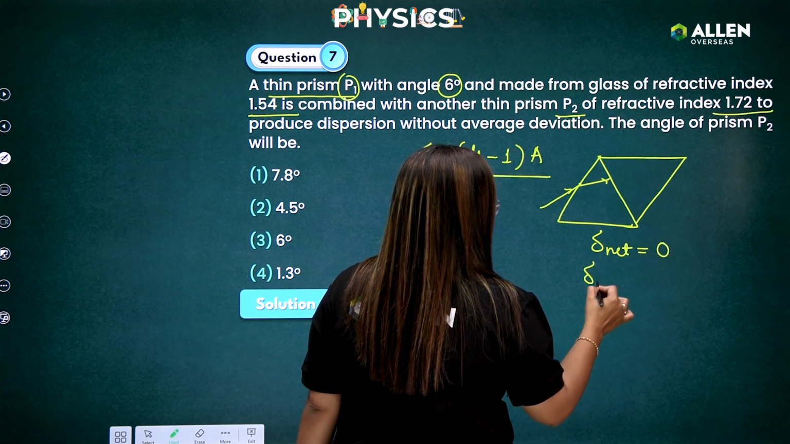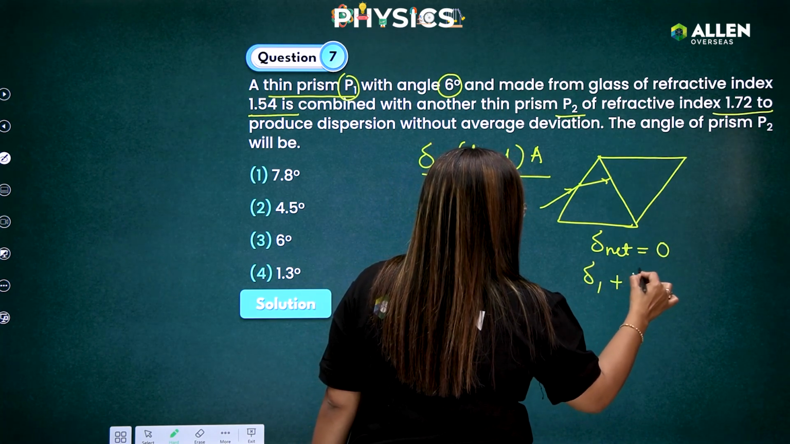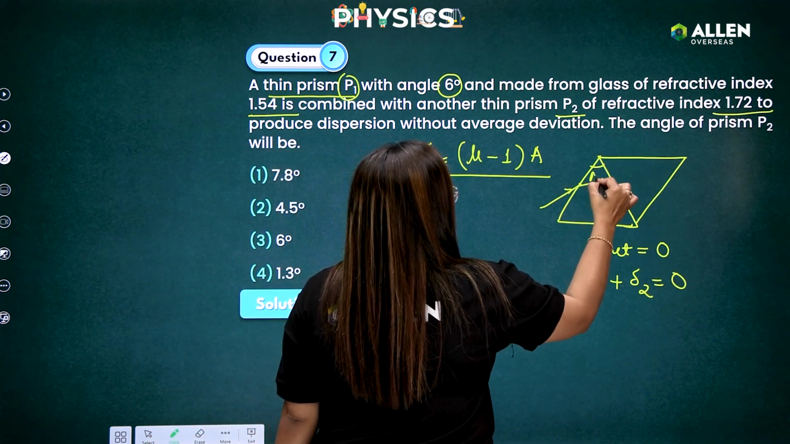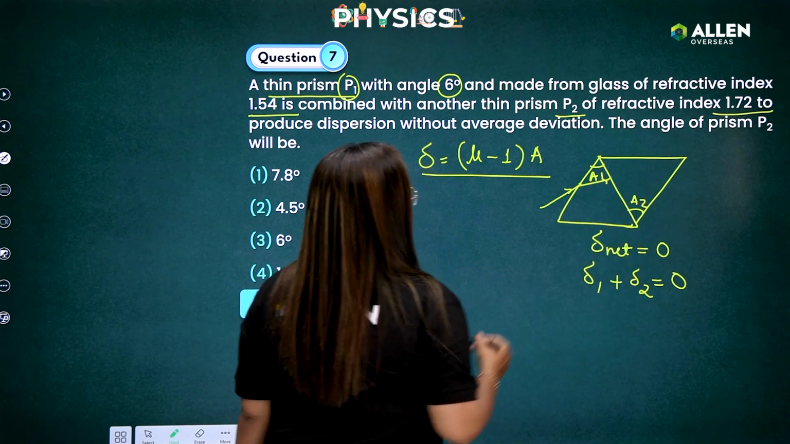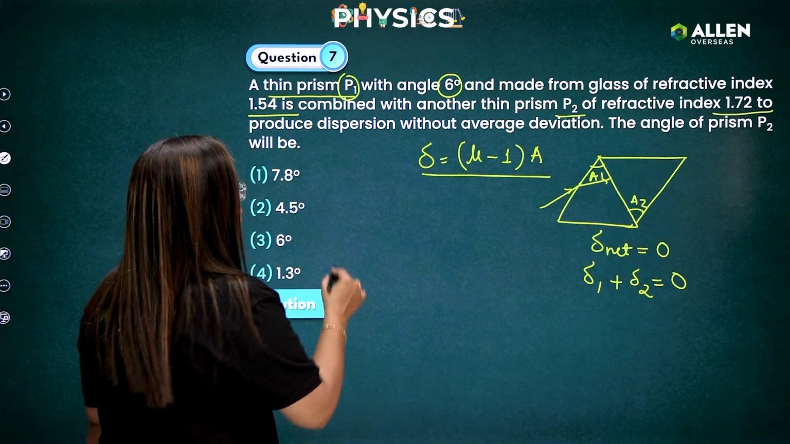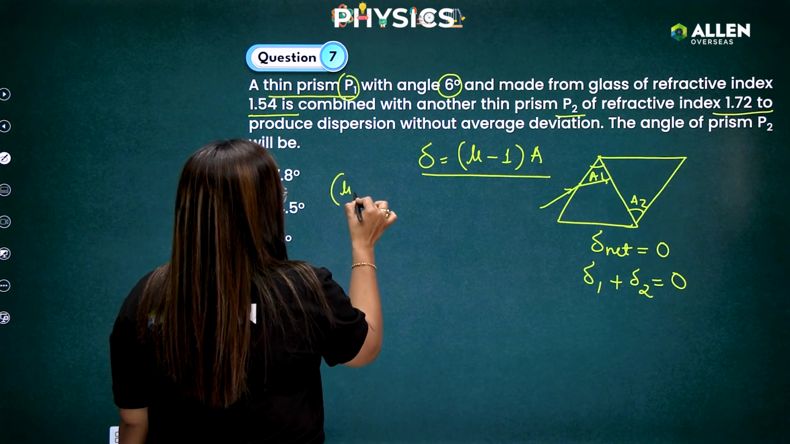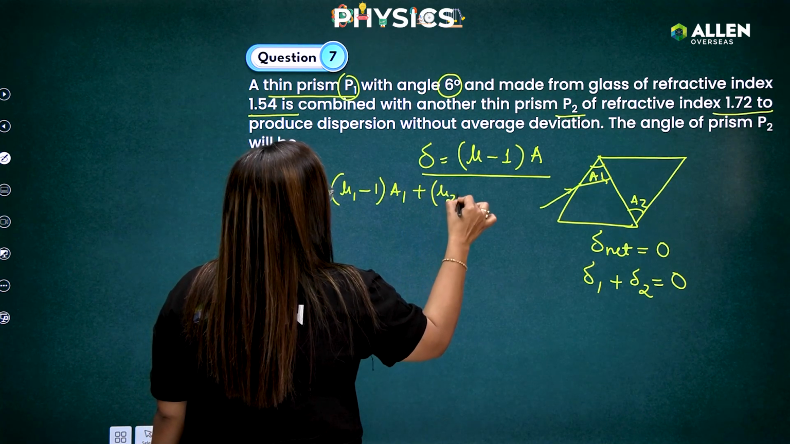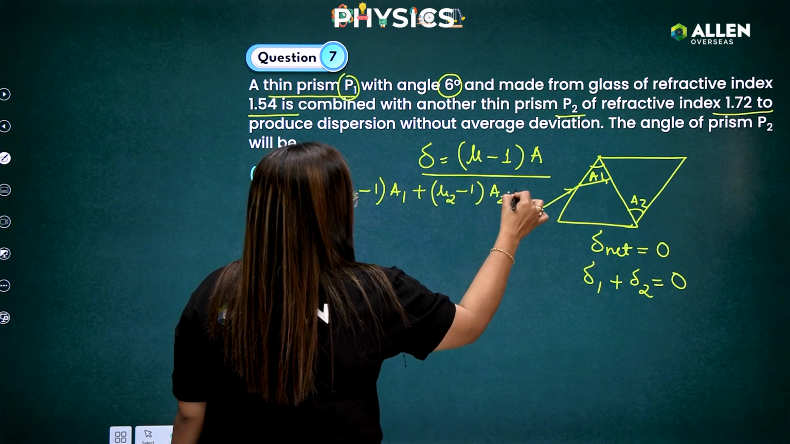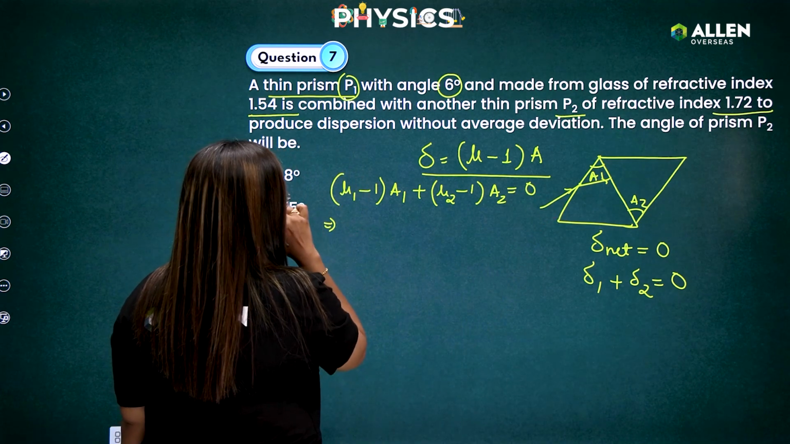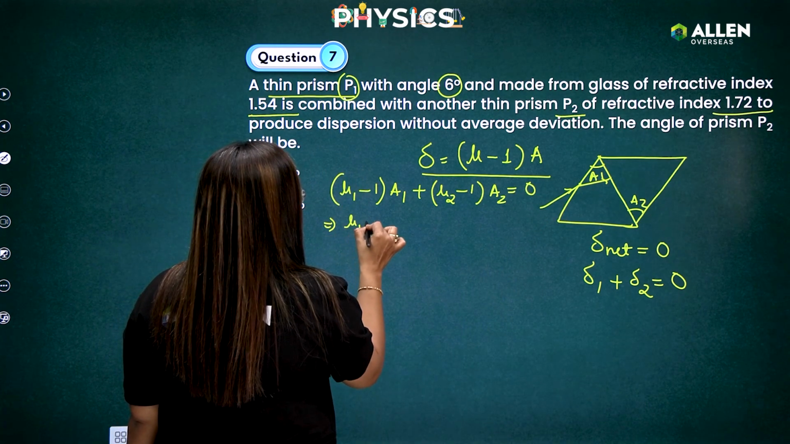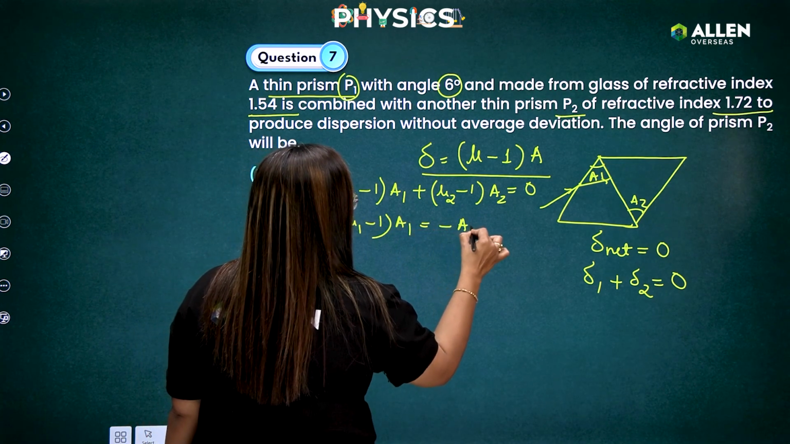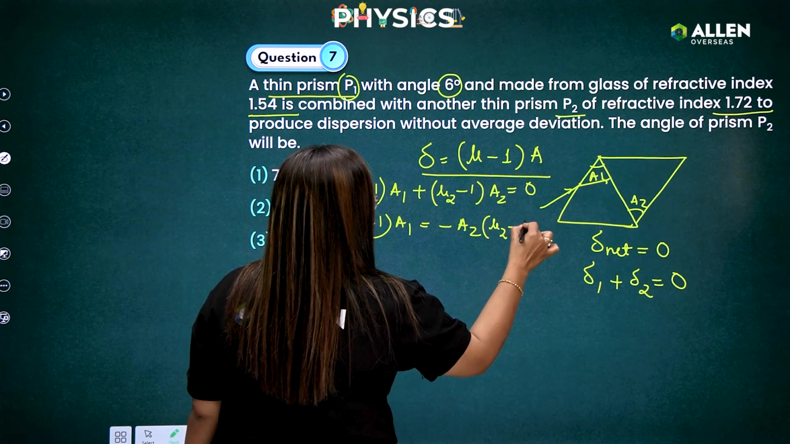That means we can say that the deviation by the first prism plus the deviation by the second prism should be equal to 0. So this one is A1 and this is A2, and we are required to find out the value of A2 now. So we can write here (mu1 minus 1) A1 plus (mu2 minus 1) A2 is equal to 0. In the next step, we can write (mu1 minus 1) times A1 is equal to minus A2 times (mu2 minus 1).